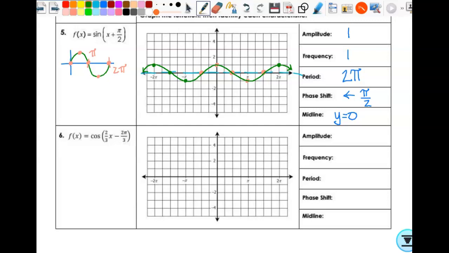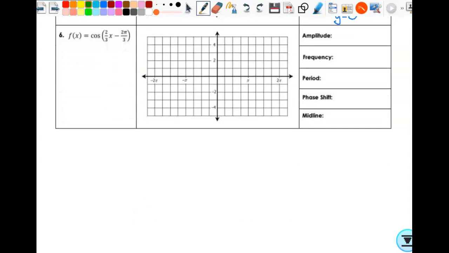Any questions? All right. On number 6, do I need to factor some stuff out? Yes, I do. So I'm going to have f of x equals cosine of 2/3 times x minus what? Pi. Good. All right. So my amplitude here is 1. My frequency is 2/3, so that makes my period what? Three pi. It'd be 2 pi divided by 2/3.